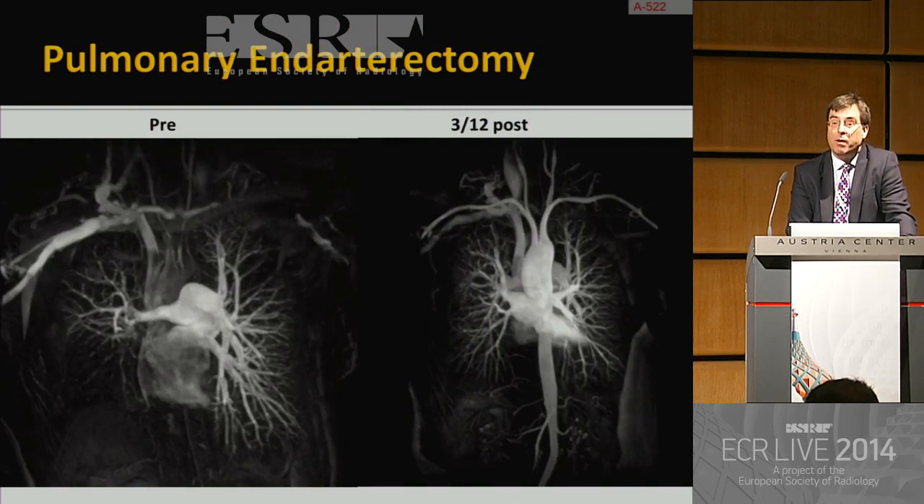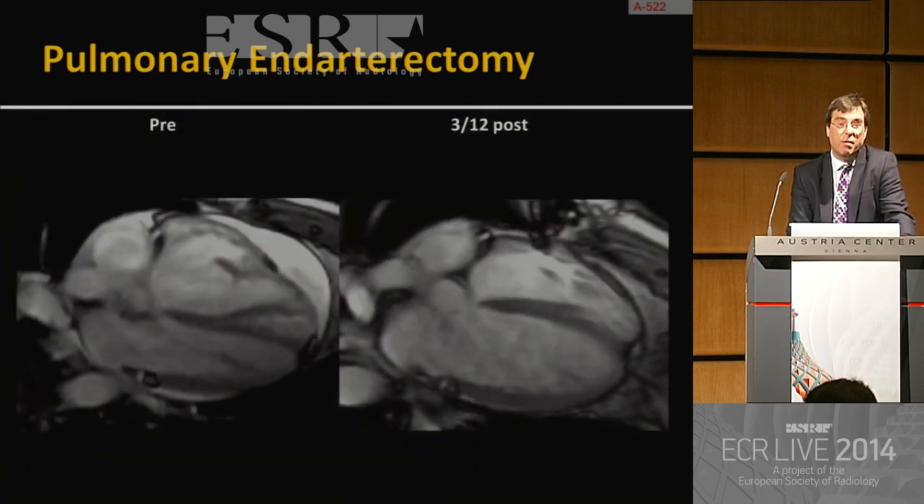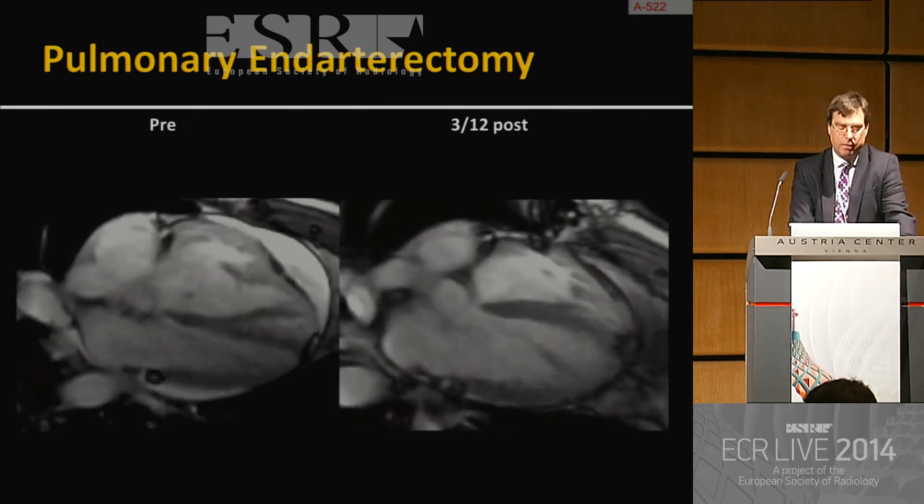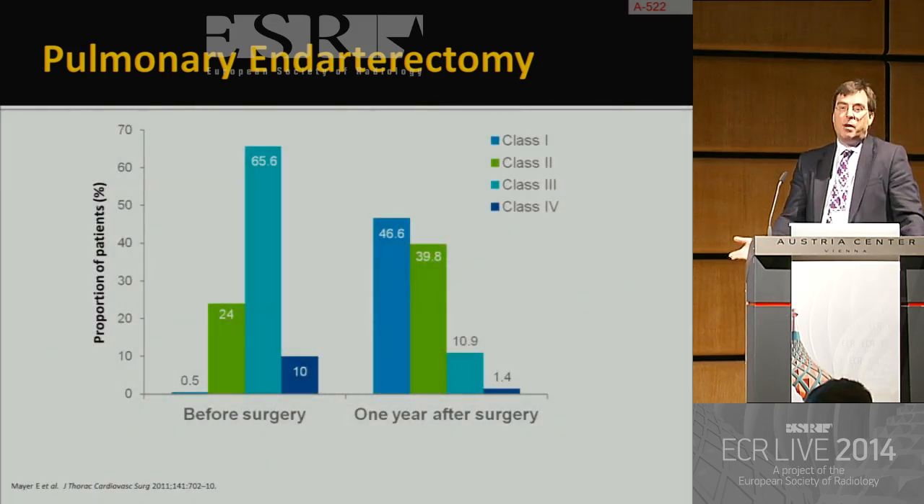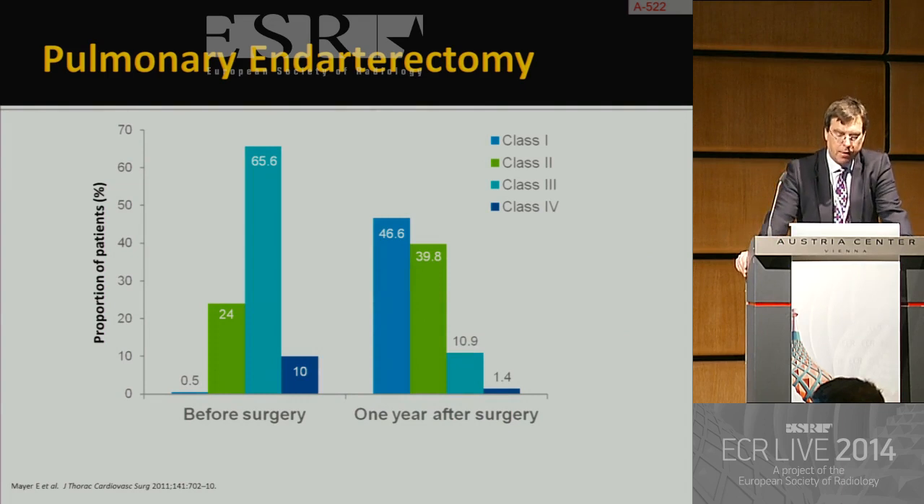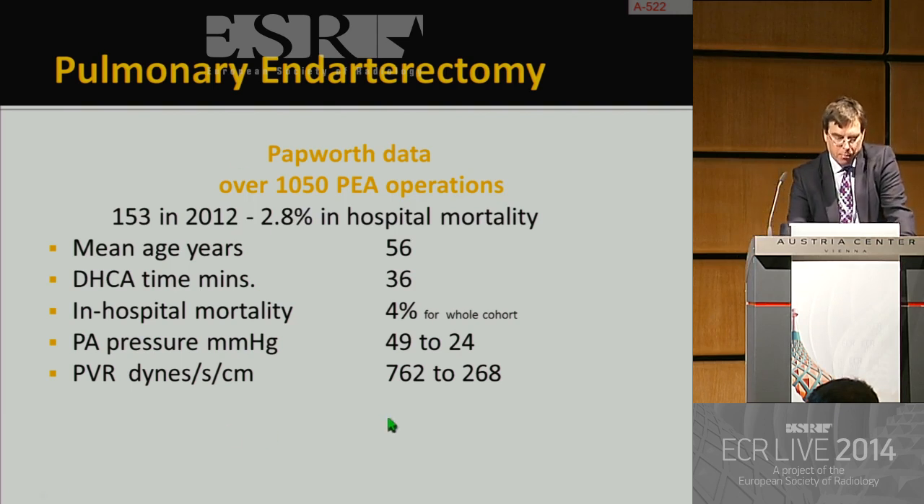And that effect is dramatic on imaging grounds, with total reperfusion of the middle and right lower lobes. It's dramatic on functional grounds: the right ventricle goes from looking fairly tired and saggy to a really normal-looking right ventricle post-procedure. There is marked functional improvement, with breathlessness classes going from pretty badly impaired to pretty normal in the majority of cases. And also marked improvement in the pulmonary arterial pressures. You see pulmonary arterial pressures on average halved. Pulmonary vascular resistance dropped by two thirds.